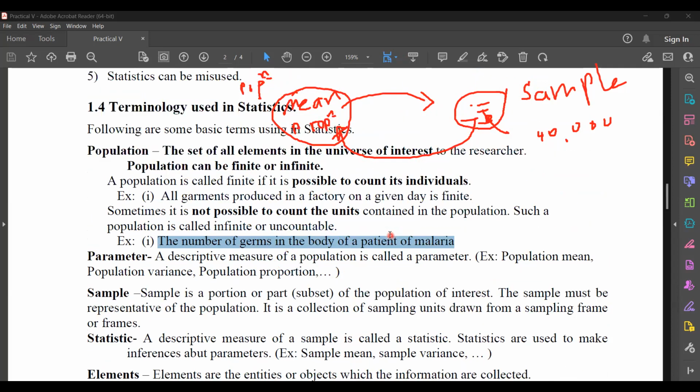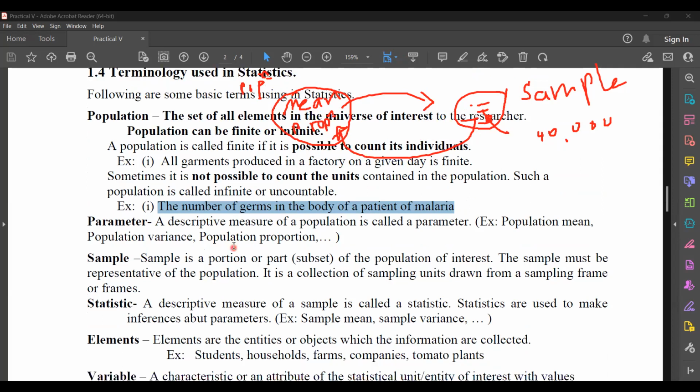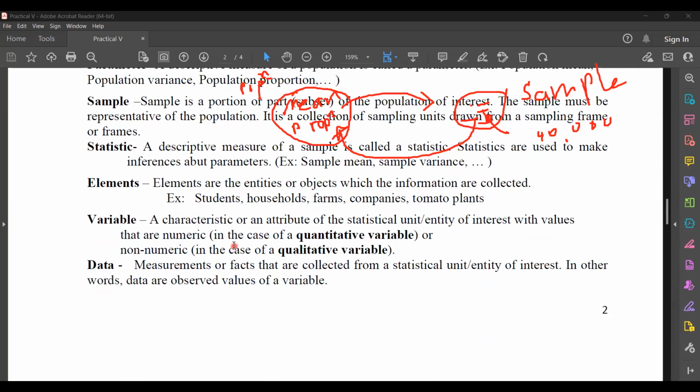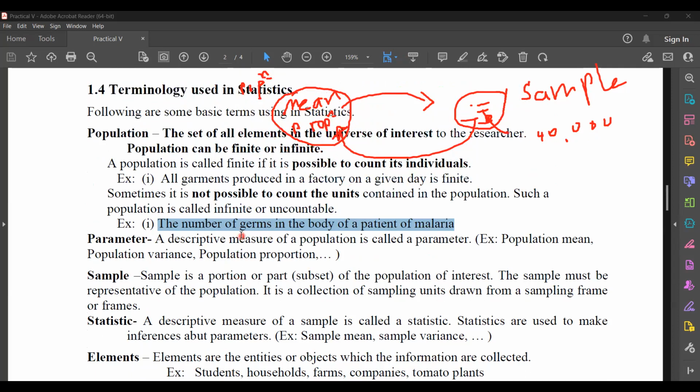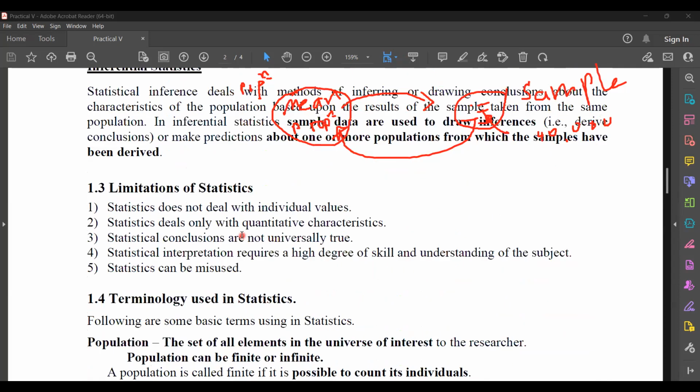Right. So those words are mostly used when we are learning statistics. That is why I wanted to explain these things separately. And here are some of the limitations of statistics. Basically, statistics does not deal with individual values. We always deal with a set of data points, right?